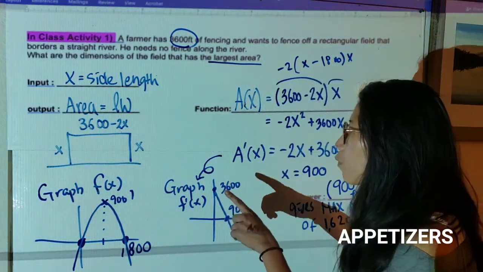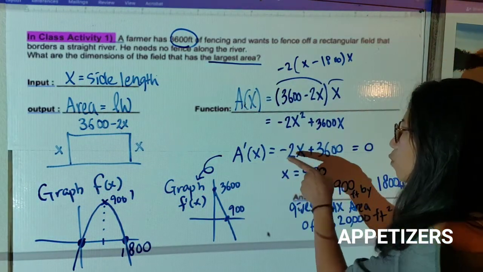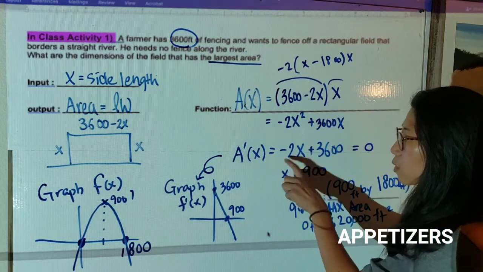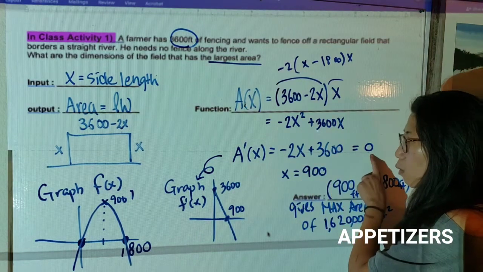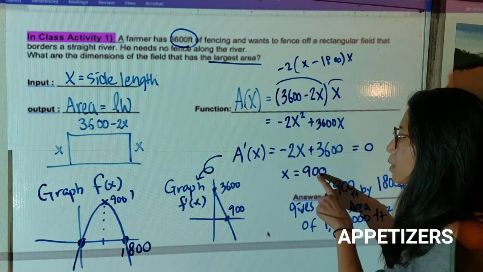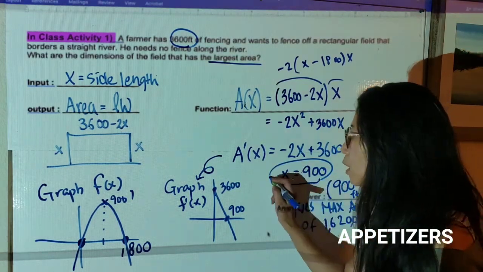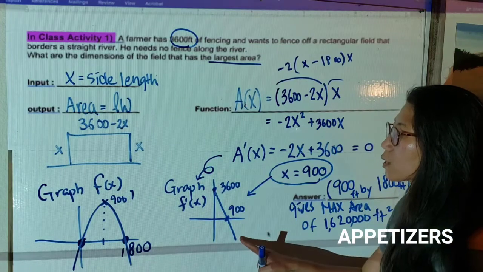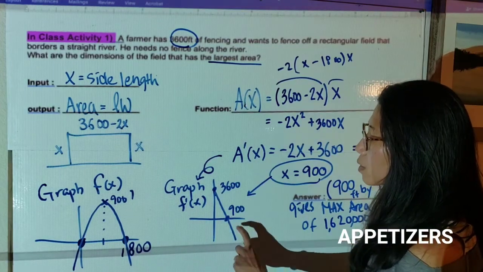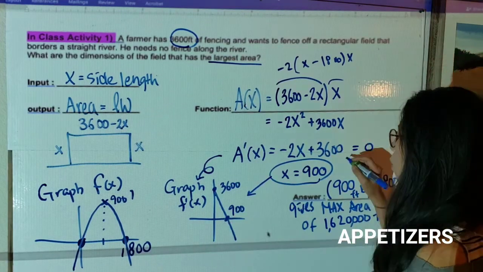So I also want to verify with the first derivative. When I take the first derivative, I want to find the critical point, so I set it equal to 0. Then my critical point is going to be 900. So I have to see whether this value is a local maximum or minimum. So I check right here with the first derivative graph. Here it says increasing, decreasing, so 900 has to be a local maximum.